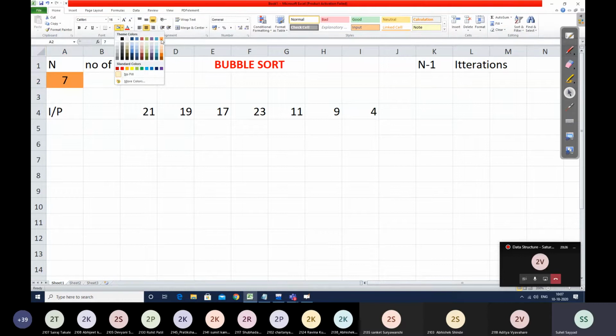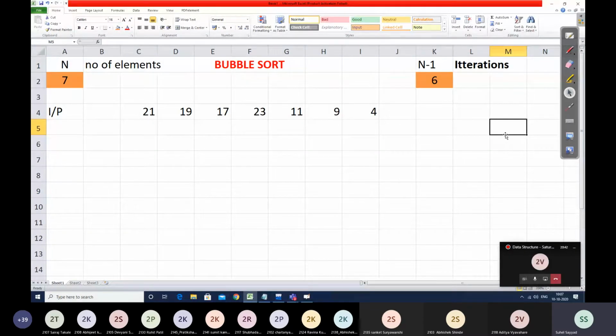N for us is 7 in our problem, correct? So what is n minus 1 for us in our problem? It will be 6. So total how many iterations will we have? We will have 6 iterations.